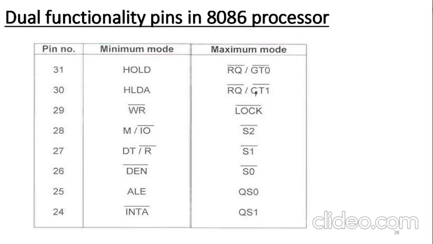This dual functionality has been defined in the 8086 because at a time only one mode will be operational. So there is no need to define different pins here. But it is certainly not multiplexing. Clearly, based on the mode which has been selected, that pin functions accordingly. So these are the dual functionality pins. We will see the details in the forthcoming lectures.